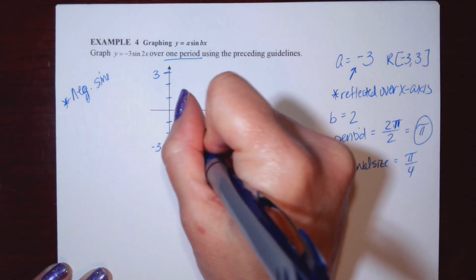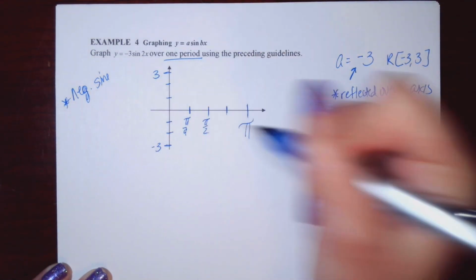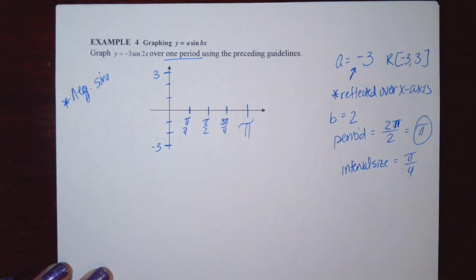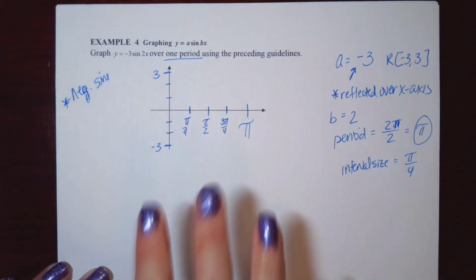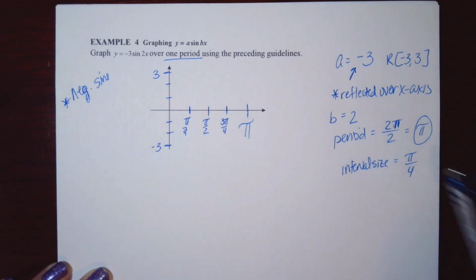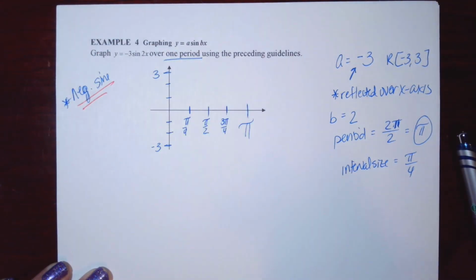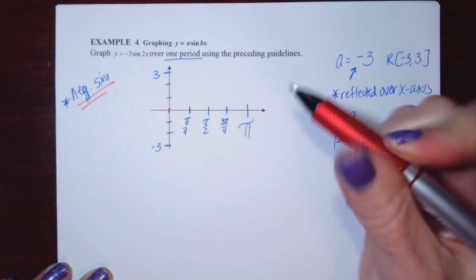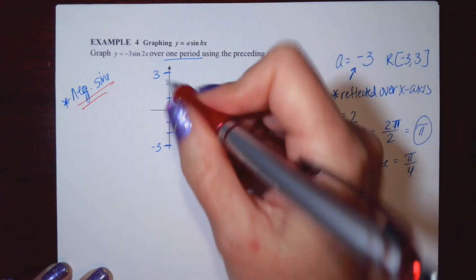0, pi-fourth, 2 pi-fourths reduces, 3 pi-fourths, and pi. Now again, if I don't label my axes, every sine function looks the same, basically. So it's essential that you go through and label your axes here. Now we're graphing negative sine. Sine starts at center, but since it's negative, we're going to go center to trough.